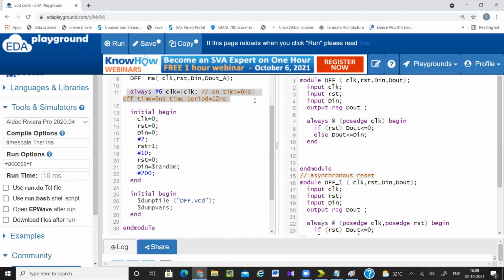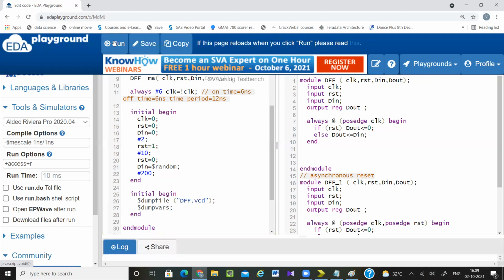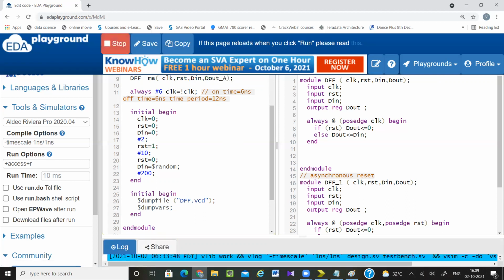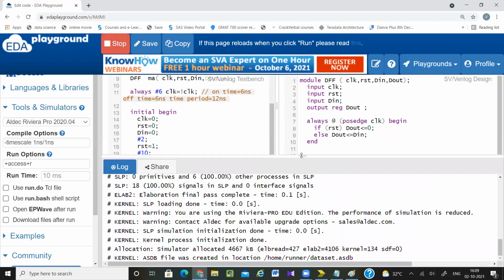this always block. If this always block is not here, then by default, after 10 plus 2, 12 plus 200, 212 nanoseconds, my simulation will be stopped. But here I have written an always block, so it will be continuously running. If you are not forcing or terminating your simulation, it will keep running and your simulation will hang. Just look here, I am not terminating things, so it is going to run. Now you can see it is continuously running.